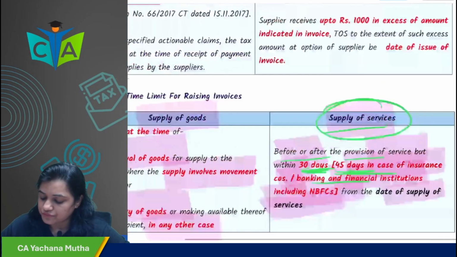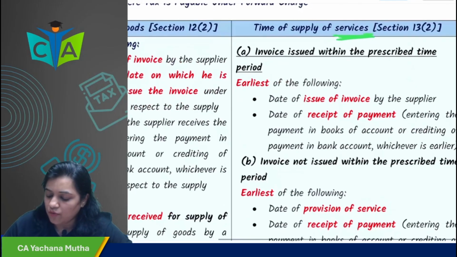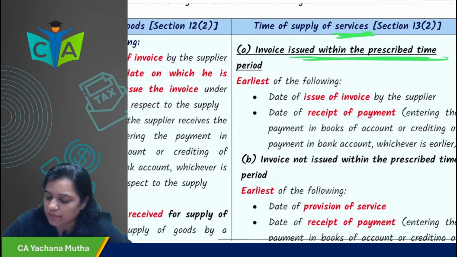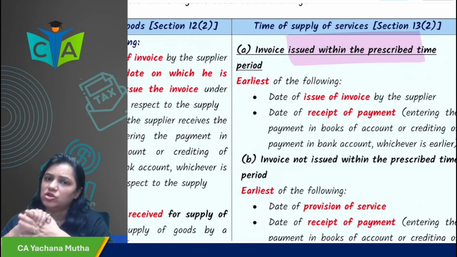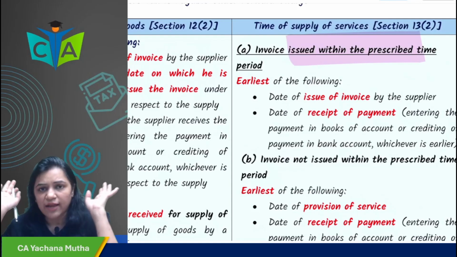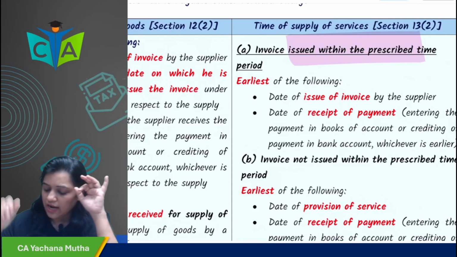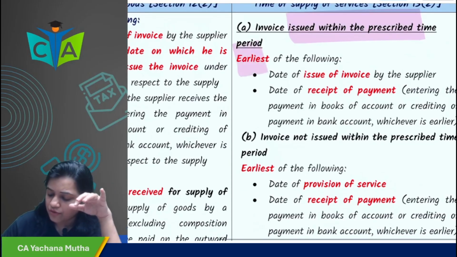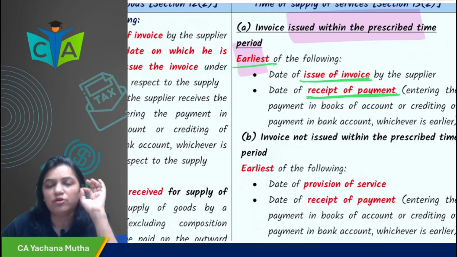Okay. Now, in case of services, if the invoice is issued within the prescribed time limit, that is 30 days or 45 days as the case may be, say I am a chartered accountant and I have issued the invoice within the time limit, what would be the time of supply in that case? The time of supply would be the earlier of date of issue of invoice or date of receipt of payment.